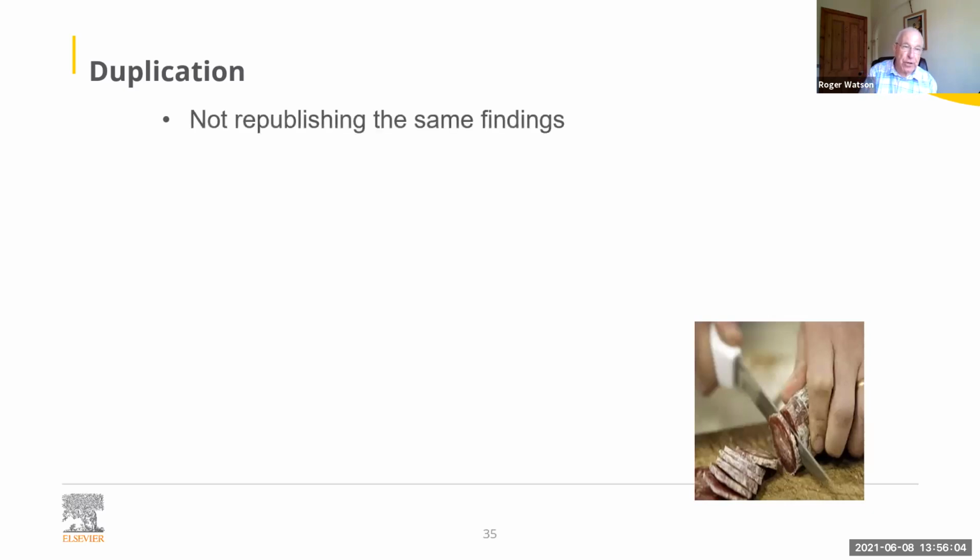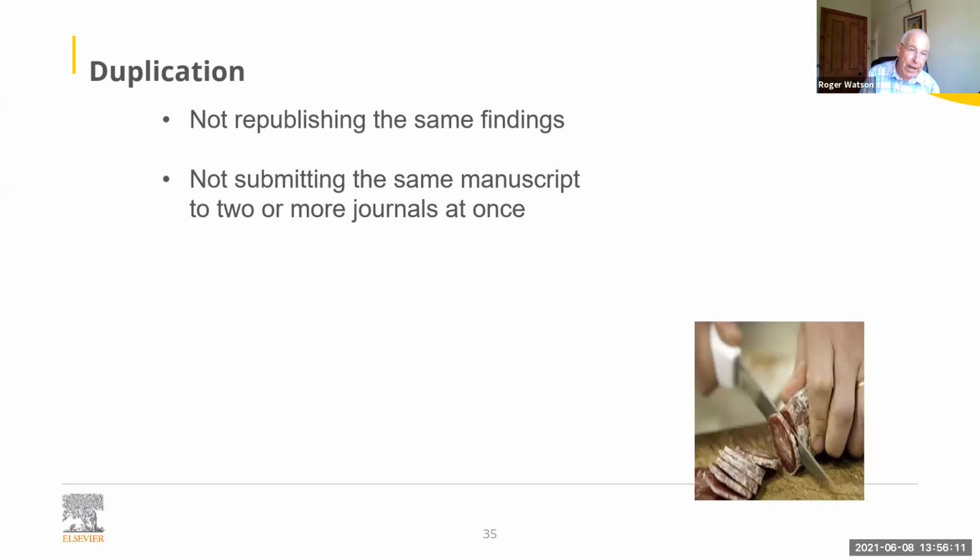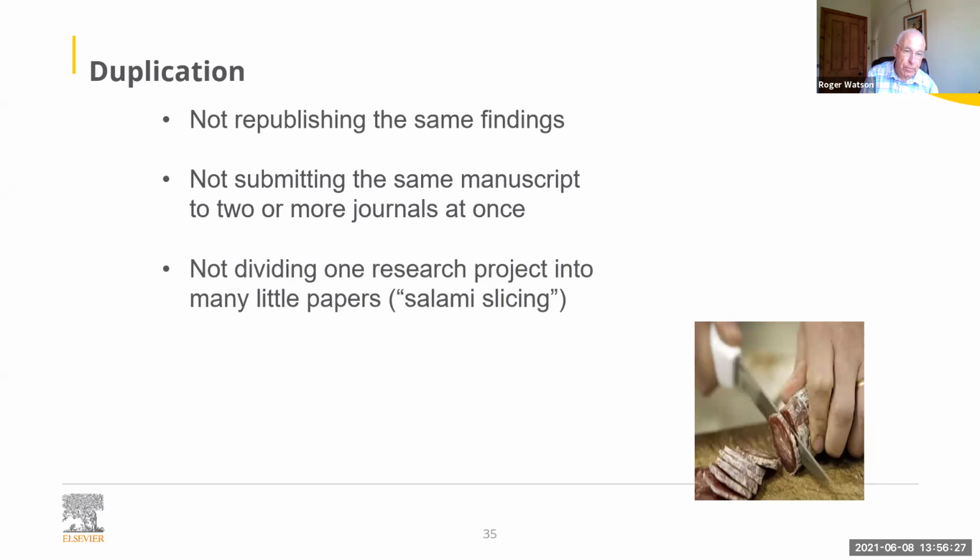But essentially, you're not allowed to republish the same findings again. You shouldn't do this. You're not allowed to submit the same manuscript to 2 or more journals at once. I'm often asked this question, but you're not allowed to do that. You should do them one at a time, and you have to sign an agreement that you're only submitting it to that journal. And you shouldn't divide research projects into too many little papers. That's called salami slicing. That's a salami down in the picture at the right.